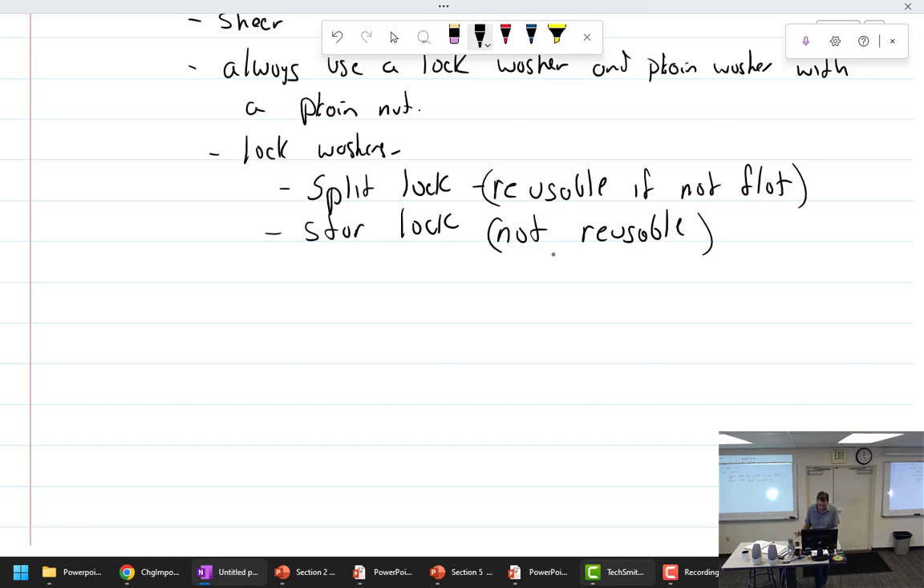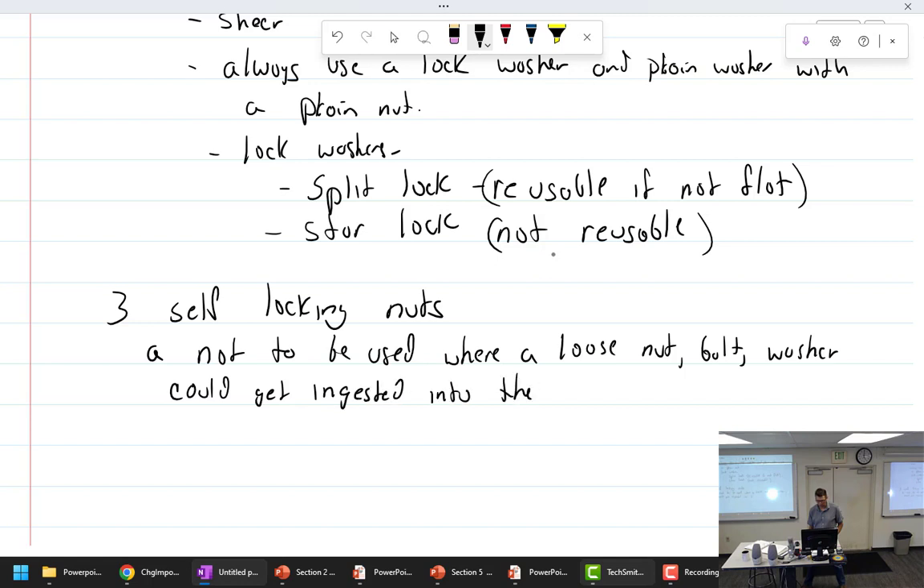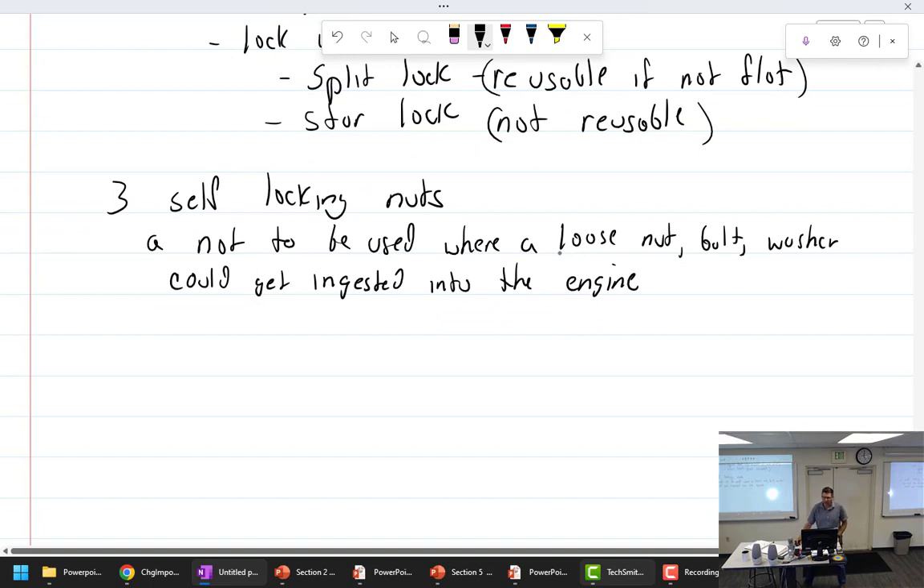Self-locking nuts. Not to be used where a loose nut, bolt, or washer could get ingested into the engine. So in other words, they don't have a lot of faith in these things. They could come loose, and if it comes loose, you don't want it getting sucked up in the engine and ruining an engine. So they're not to be used there.